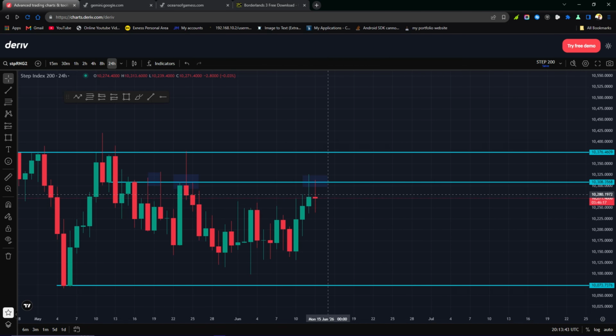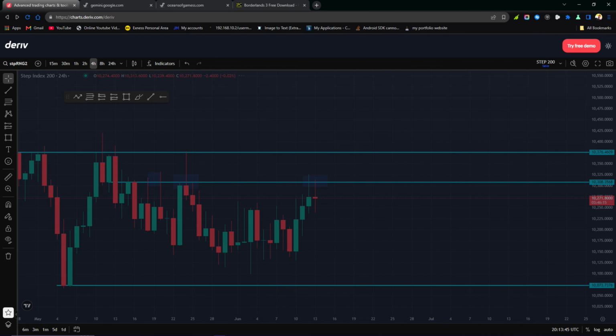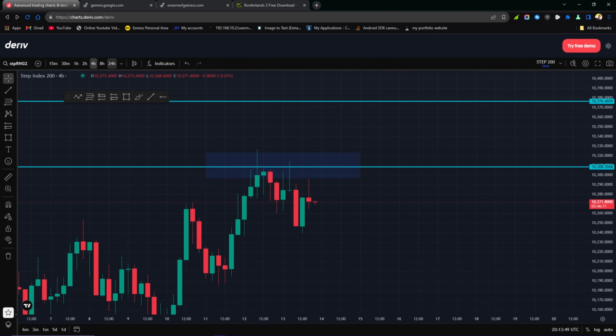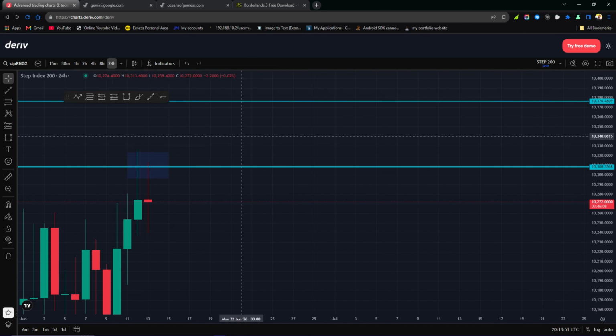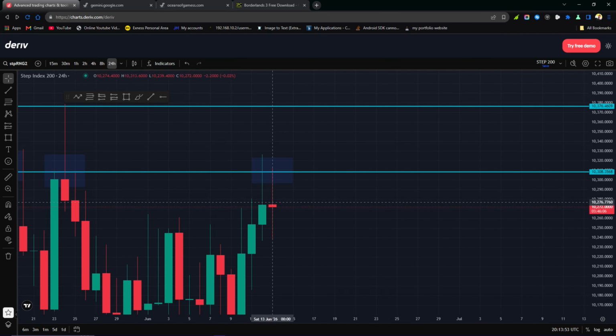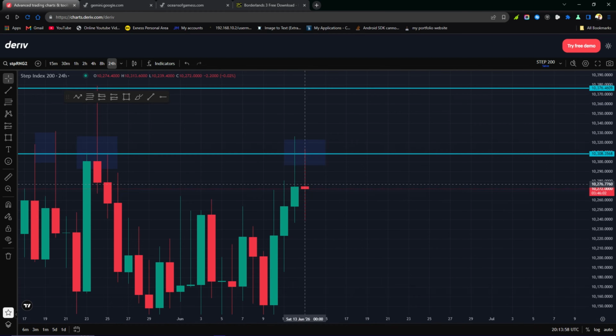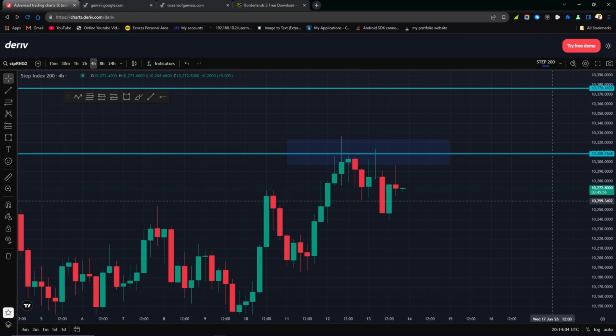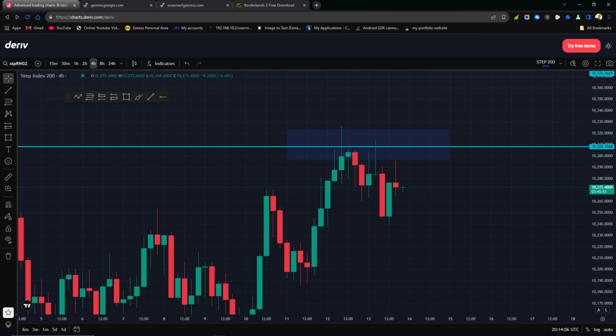So upon seeing this relation, I'm going to go to 4 hours to see what 4 hours is saying. First of all, to be on the safe side, I'm going to wait for this candle to close. This candle that is currently bearish right now, I'm going to wait for it to close, and then when it closes, I want to see how the 4 hours candle will be.